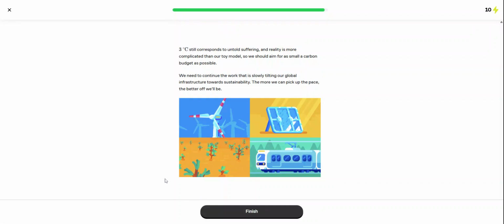Right. Last but not least, this is the final statement. 3 degrees still corresponds to untold suffering, and reality is more complicated than our twin model, so we should aim for as small a carbon budget as possible. We need to continue the work that is slowly tilting our global infrastructure towards sustainability. The more we can pick up the pace, the better off we'll be.